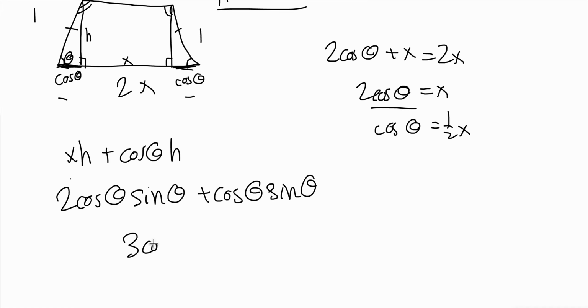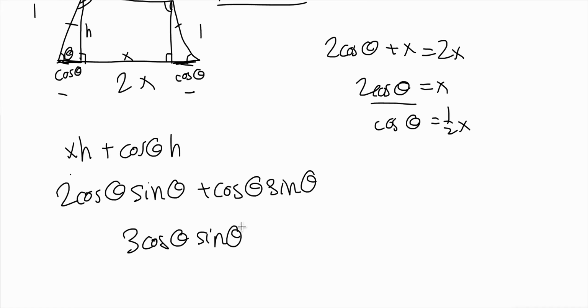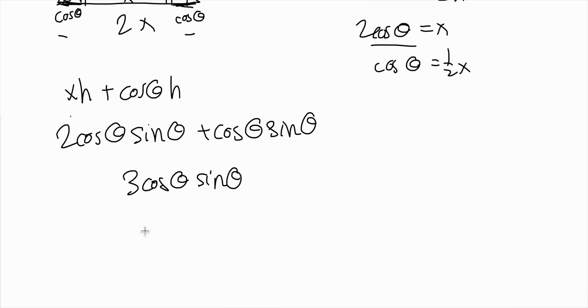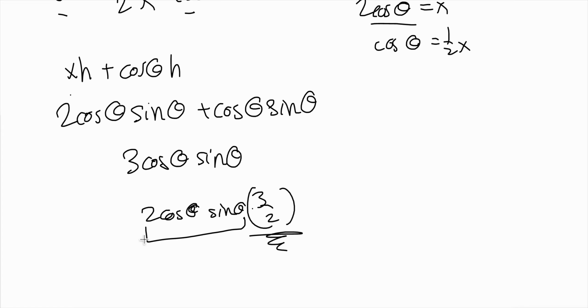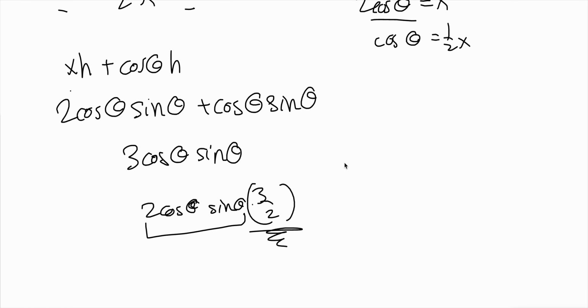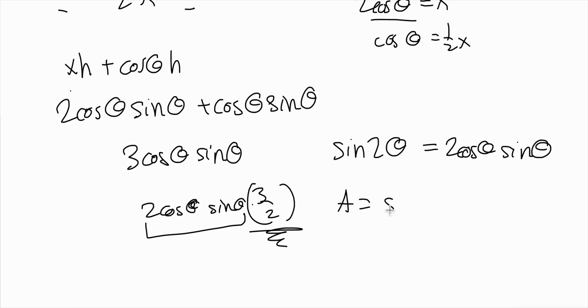So this gives us 3 cosine theta sine theta. What I'm going to do is write this as 2 cosine theta sine theta times 3/2. This is a constant, so I'm just going to factor it out. We want to find theta such that this 2 cosine theta sine theta is maximized. But 2 cosine theta sine theta is also equal to sine of 2 theta. So sine of 2 theta equals 2 cosine theta sine theta. That's the sine double angle formula. So the area equals just sine of 2 theta times 3/2.